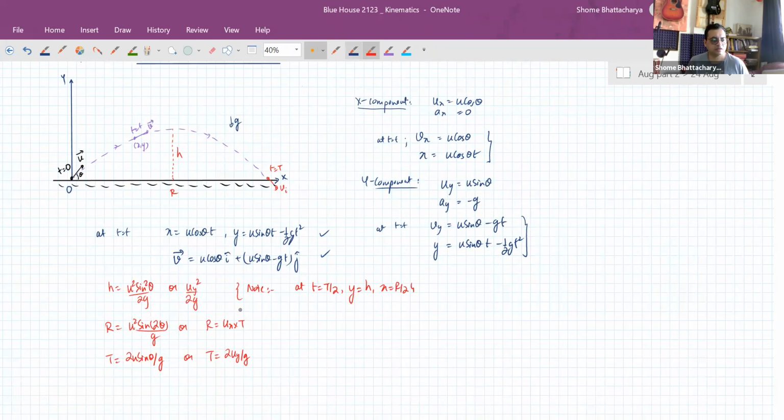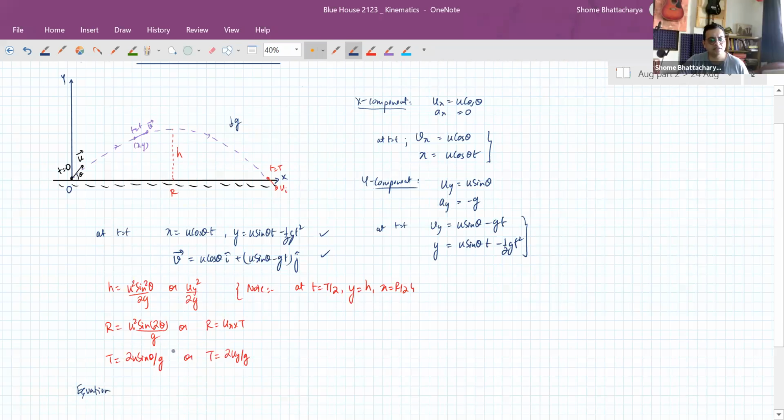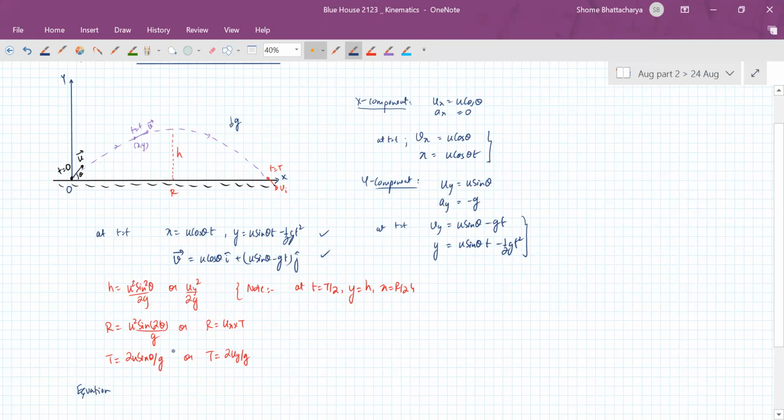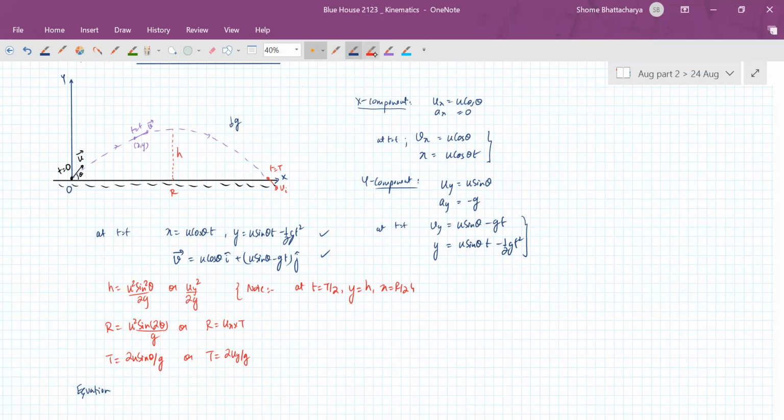In the x component at t equal to T, it's Vx, the velocity at any instant of time along the x-axis. The instantaneous velocity we always write with the symbol v, whereas the initial velocity we write with the symbol u. But you will notice here that Vx is actually equal to ux. Why? Because ax is 0. Whereas in the case of the y component, that's not the case. Vy is not equal to uy because there is acceleration.